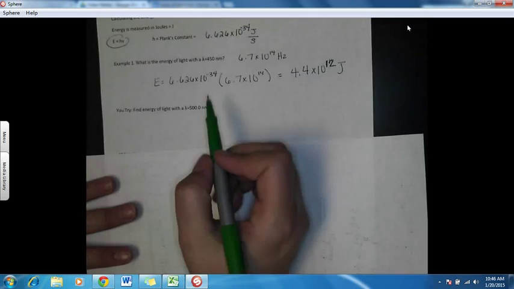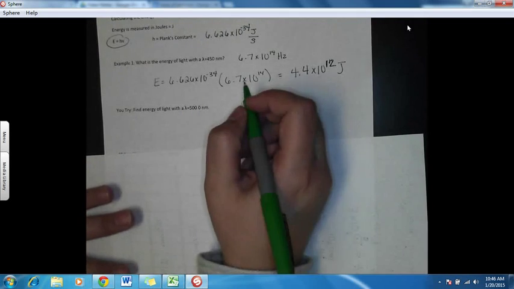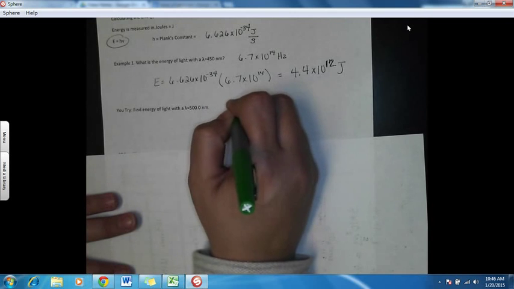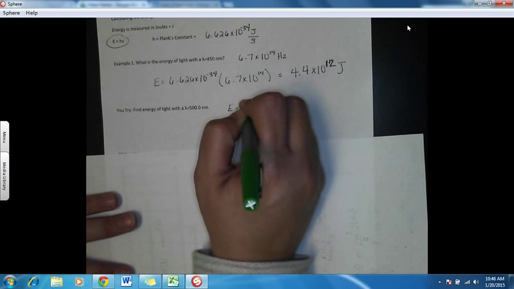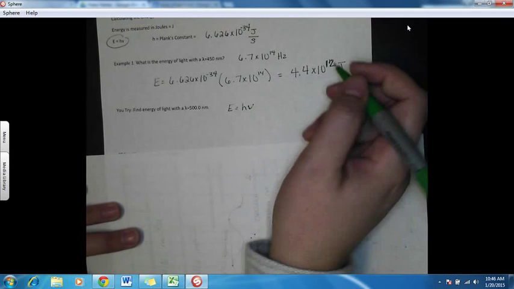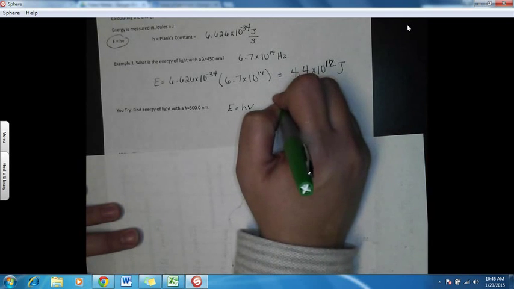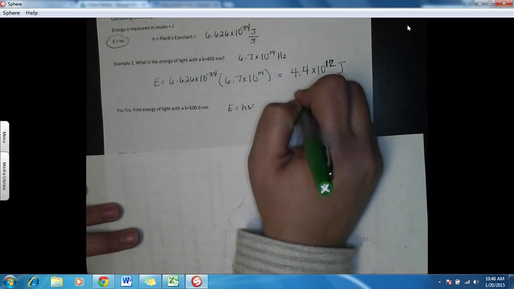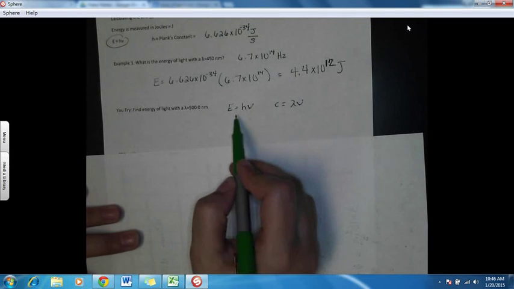Okay. So you go ahead and do the next problem. Again, remember, we first found the frequency. So keep in mind that we have two equations. Energy equals Planck's constant times the frequency, and the speed of light equals wavelength times the frequency. To calculate energy from the wavelength, you're going to need to use both of those equations. We'll go over this problem in class tomorrow.